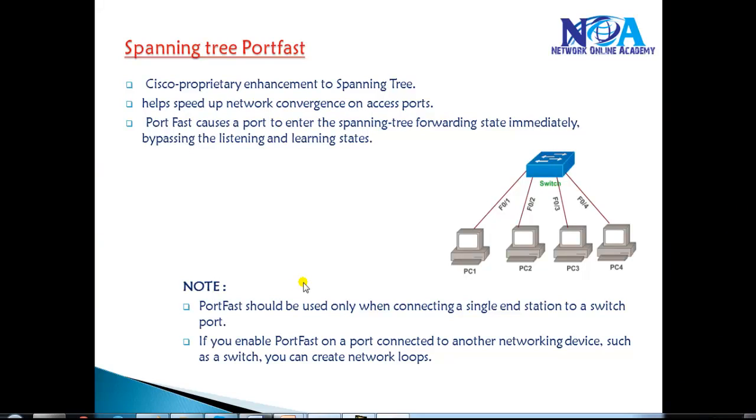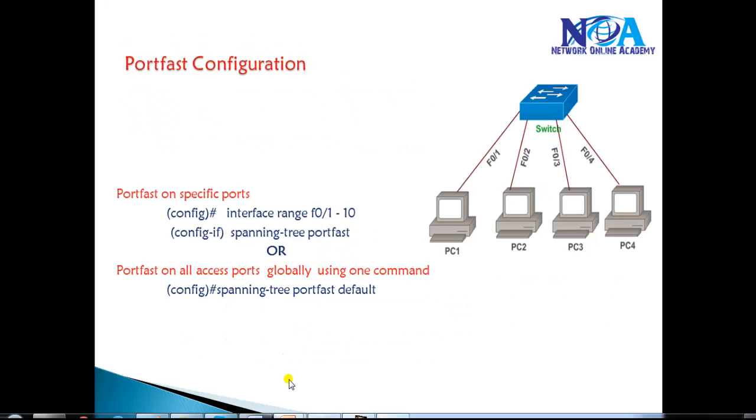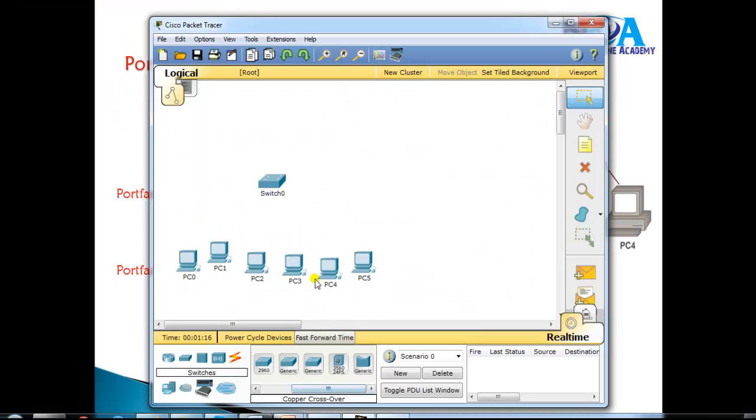Spanning tree portfast. In this video we'll see a Cisco proprietary enhancement to spanning tree to speed up the convergence on the access ports. If you go back to the basic spanning tree behavior, take an example: I have a switch connecting to some access ports. Whenever I provide a connection on this port, by default the port goes through listening and learning stages.